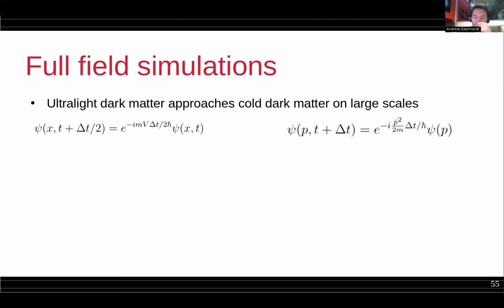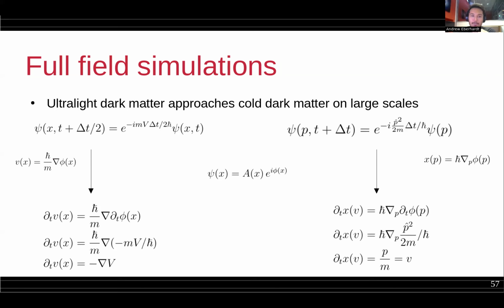But if we look at our two updates, the potential update on the left and the kinetic update on the right, and then we recall that the velocity can be related to the spatial gradient of the phase, and likewise, just taking the Fourier transform, position can be related to the momentum gradient of the phase. And we take the gradient of the change in the phase that each of these operators will impart on the field. We can see that we actually recover, in the bottom two lines there, Hamilton's equations, right? Which just say that the velocity should update by the acceleration and that the position should update by the velocity. And of course, this is exactly the same equations which explain how n-bodies move in an n-body simulation. And that's why ultralight dark matter approaches this on the large scales.